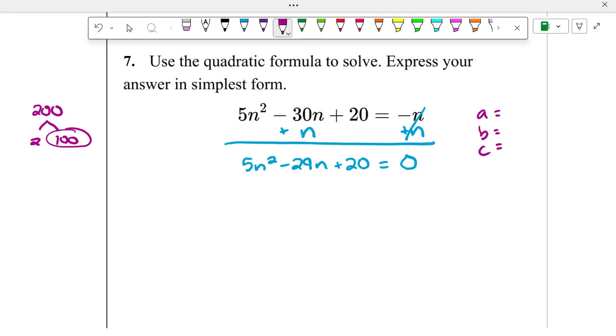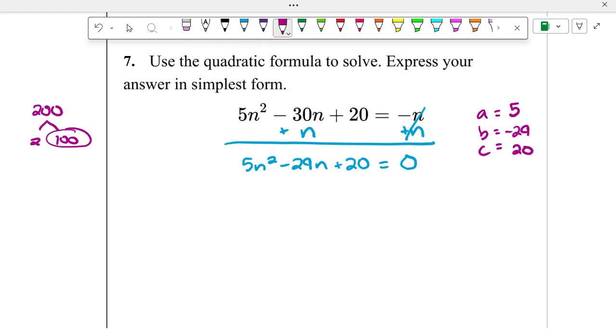So Tyreek, what's my a, b, and c values? Your a is 5. Mm-hmm. Your b is 30. Not 30. Look at the blue. That's what we're using. Oh, my bad. You're good. 29. Not just 29, but 29n. No. What's in front of the 29? Negative 29. There you go. And then what's the last one? 20. 20. Good. So guys, don't forget to include the signs in front of the number.